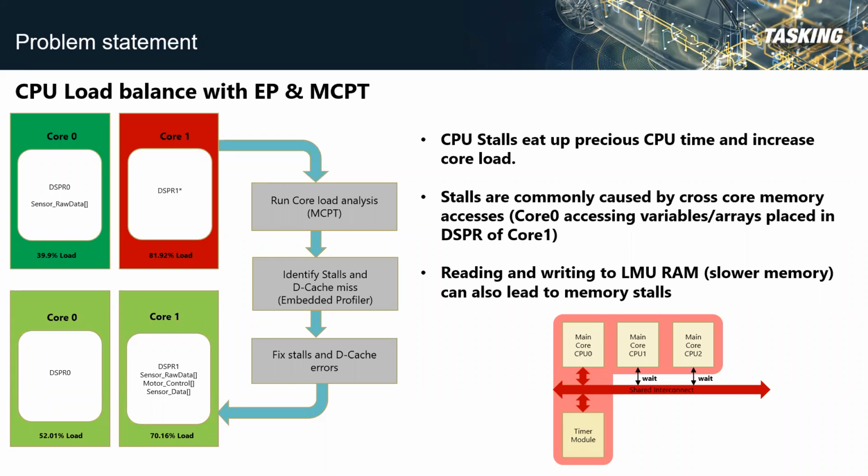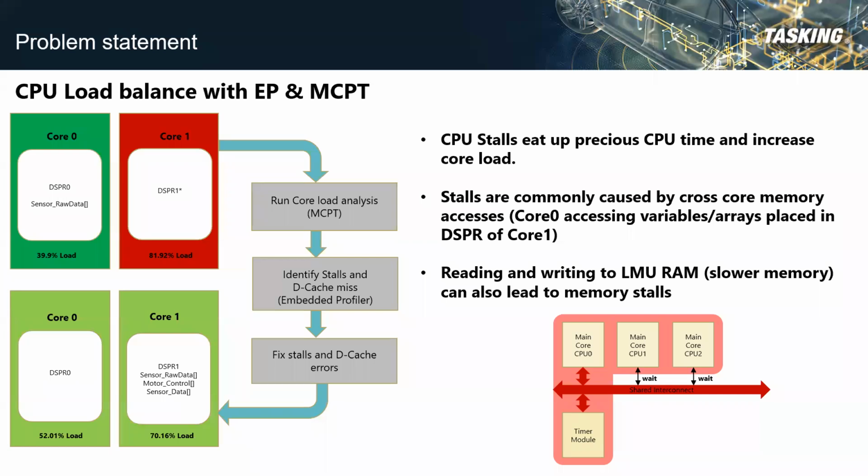If you see the small diagram on the right-hand side, you have multiple cores trying to access shared memory resources, which are connected by means of a shared interconnect bus. For example, if CPU1 is trying to update data in the DSPR2 of core 2, then the shared interconnect bus is clogged and CPU1 will be stalled. In the same way, if CPUs are trying to read and write to a local memory unit, which is a slower memory, and they are just waiting for the data and doing nothing, this can also lead to memory stalls.